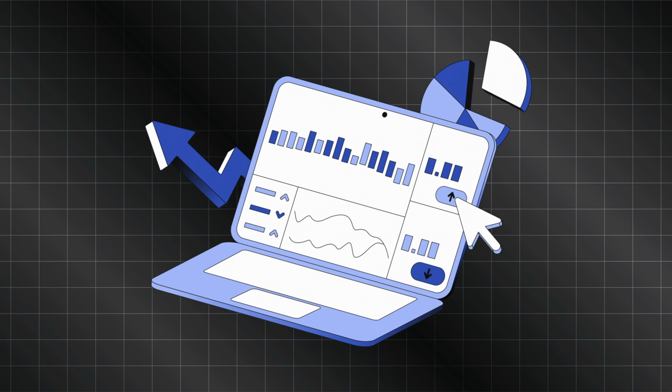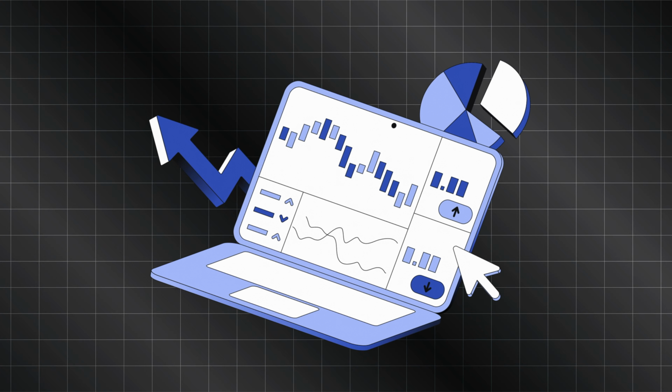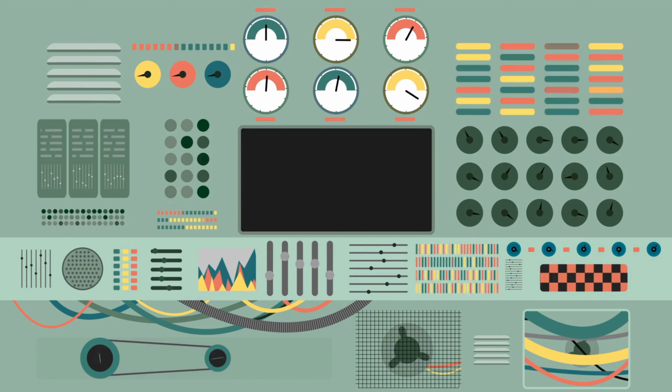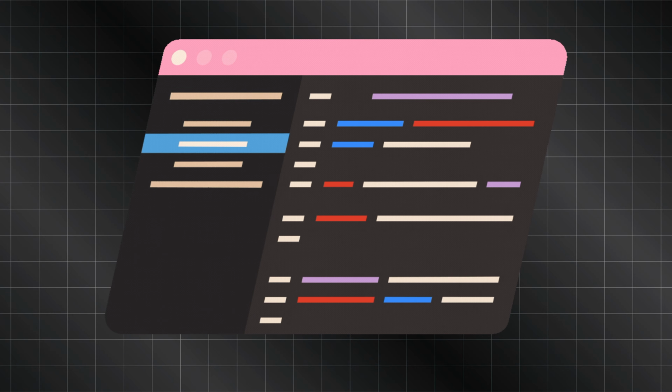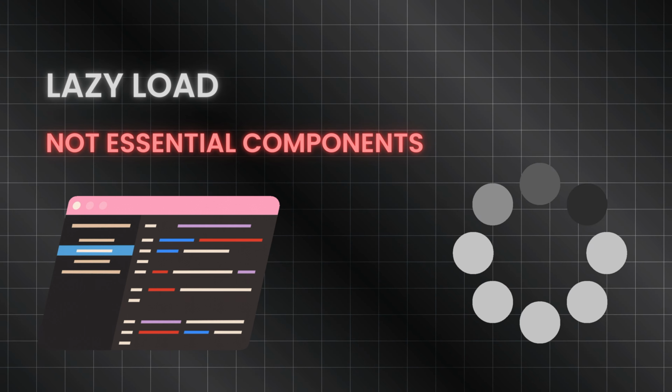But here's the crucial part. You need to understand which components can be loaded later. I'll show you my decision making process for code splitting with an example. Let's say you are building a dashboard application with multiple widgets like charts, tables, and user analytics. When a user first loads the dashboard, they don't need everything immediately, only the core layout and essential data. So instead of bundling everything into a single massive JavaScript file, we can lazy load non-essential components.